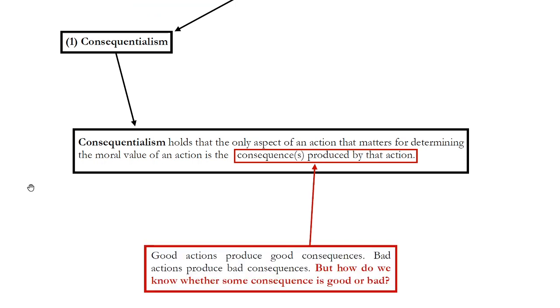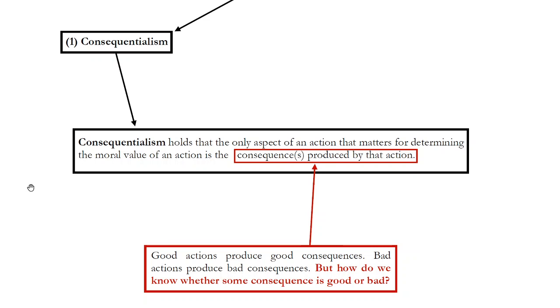And what consequentialism holds is that the only aspect of the action that matters for determining the moral value of an action is the consequence produced by it. So imagine you're thinking about, okay, should I tell a lie to this person in this circumstance? Now, when you're thinking about that question, you might say, well, what is it about this lie that I need to be concerned about? Is it the intent of the lie? Is it the motivation of the lie? Is it what I feel in my heart when I'm saying the lie? Or is it the consequence, the result, what is produced by the lie?